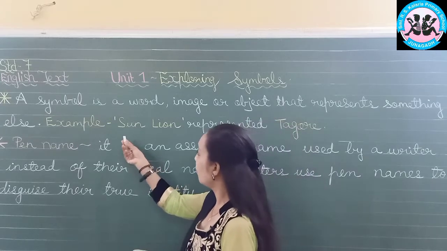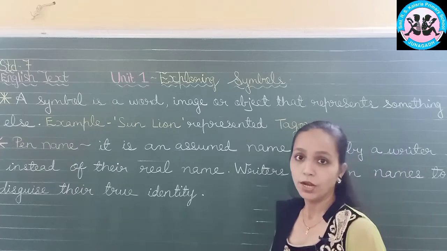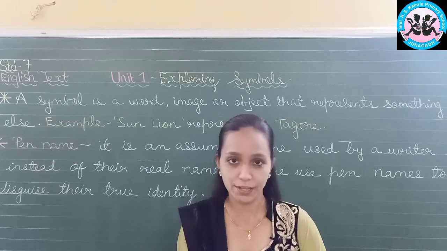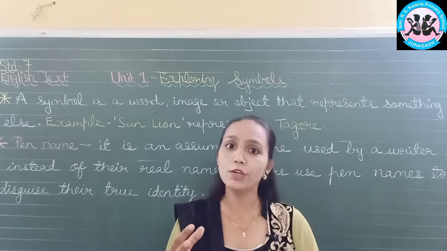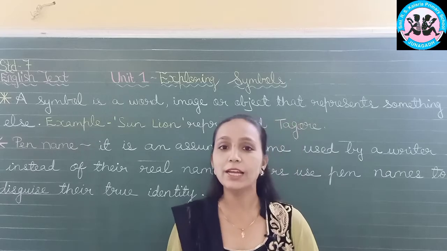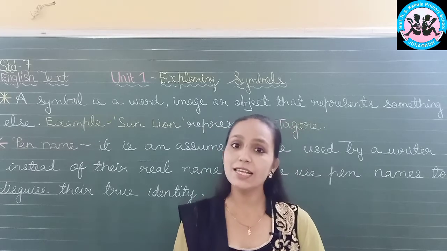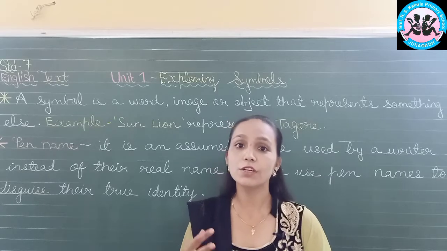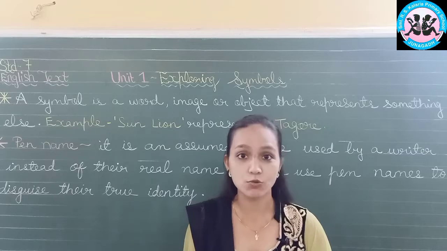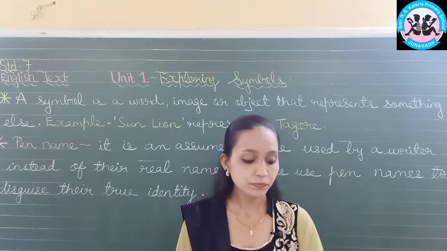One example is there. Sun lion represented Tagore. For Tagore, the symbol was sun lion because it was according to his pen name. Now we are going to study about pen name. I'll be telling you about that a little later. So in this lesson we are going to study about the different symbols. We are going to explore, discover, find out about the different symbols which are used.